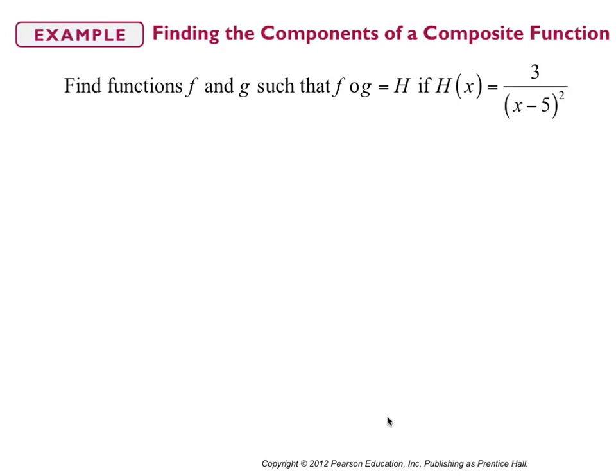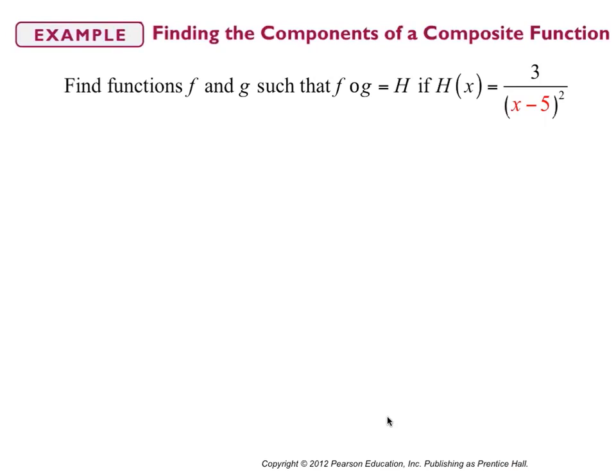Okay, now we want to find functions f and g such that f composed with g is equal to h, if h of x is 3 over x minus 5 squared. So what we want to do is name two different functions where, when we compose one with the other, this is our result.